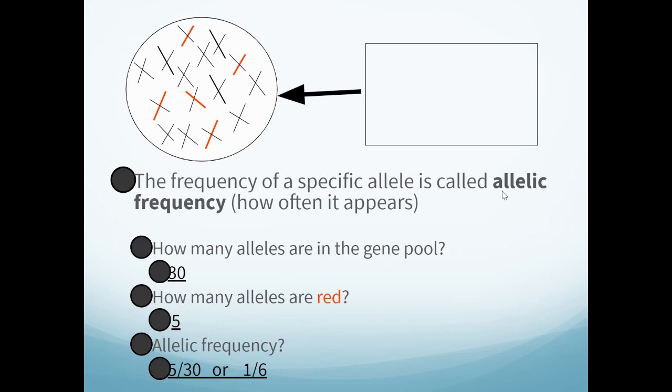There's about 30. How many of those alleles are red? There's about 5. And what would be the allelic frequency then of our red allele? It would be 1 out of 6. And collectively, all the alleles that we find in this population, we call it the gene pool. So this is all the alleles found in that population, all the possible genetic combinations that we might find in that population. That's what's going to change over time.